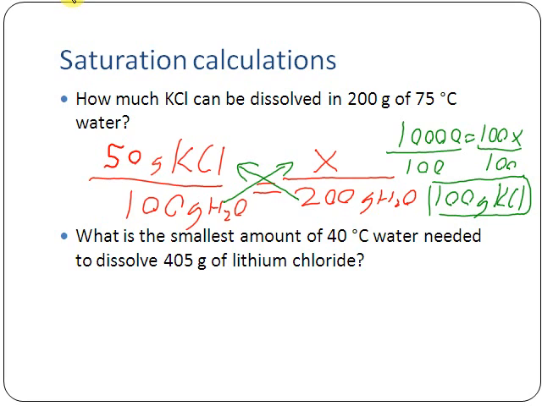But this is basically the strategy you want to work here: you're going to set up a proportion using on one side the values you get off of your solubility chart. And then you use that to set up the proportion to find what you're looking for. So this is what we have for this one.